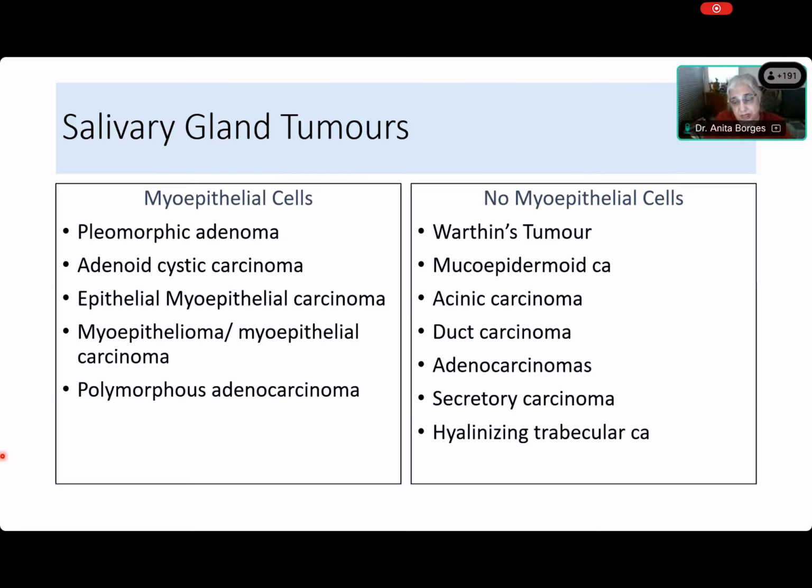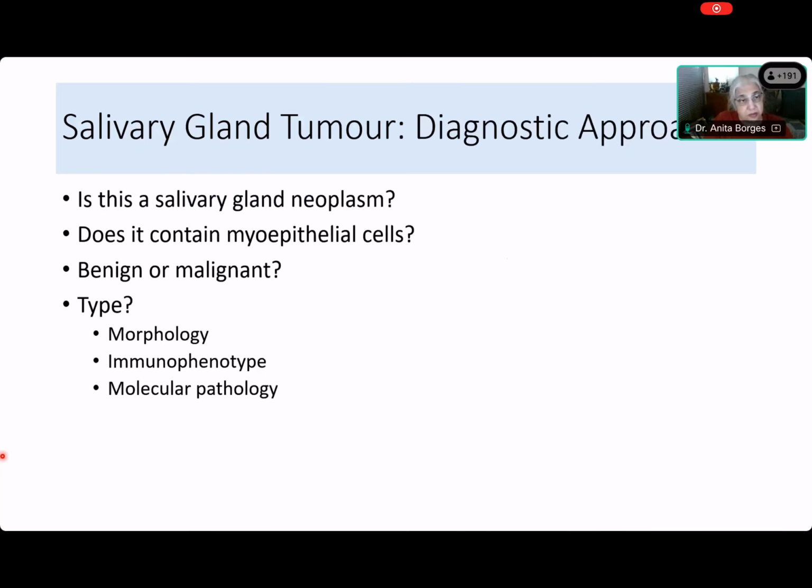So if it has myoepithelial cells, then it's going to be a pleomorphic adenoma, adenoid cystic carcinoma and so forth. Then of course we come to, is it benign or malignant? And as in every case, when you see something malignant, although you've asked the question before, is this a salivary gland neoplasm, you ask it again. Is this primary or metastatic? You ask again if you feel you haven't answered it efficiently the first time. Then we go to the type, which is based on morphology. As I told you, you may need immunophenotyping in a very narrow number of cases. And finally, if all else fails, you might have to resort to some molecular test other than immunohistochemistry.